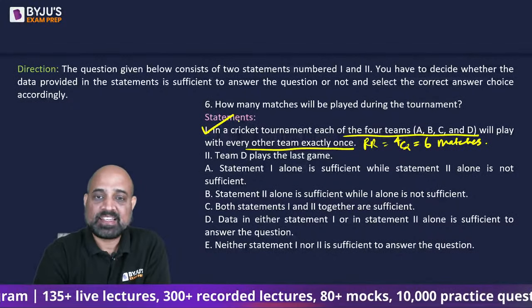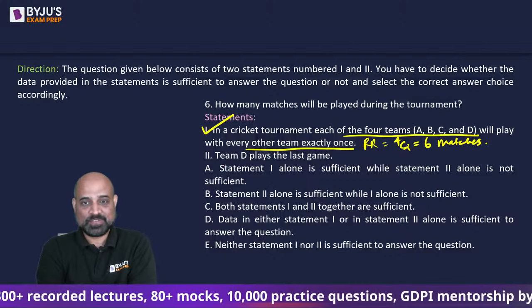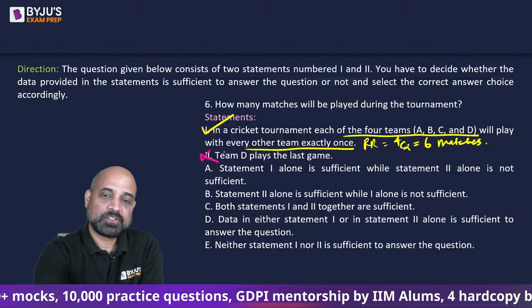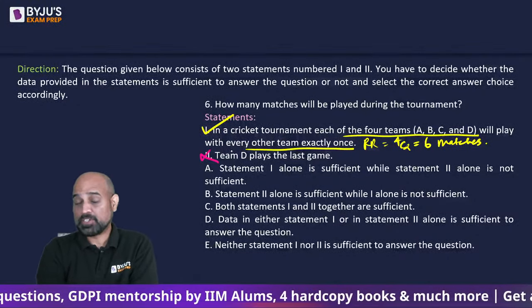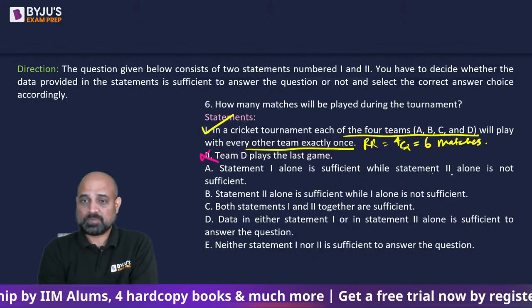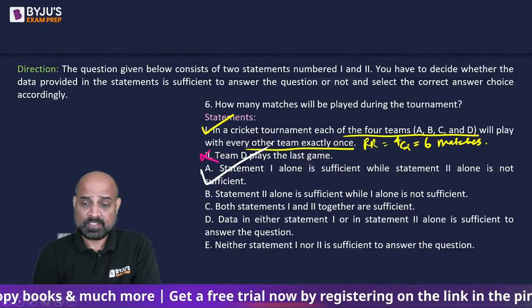If I look at the second statement, it simply says team D plays the last game and nothing else is given. Obviously, second will not help. So we can say that only one of the statements alone, which is first statement alone, is sufficient. So statement 1 alone is sufficient, while statement 2 alone is not sufficient. So option A, quite easy.